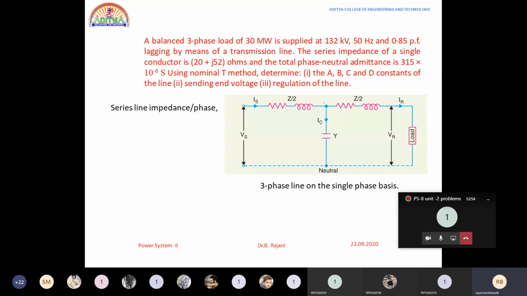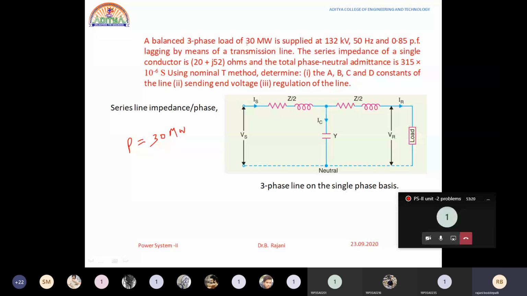Now they have been asking you to find the ABCD constants of the line, sending end voltage and regulation of the line. See, the question is a balanced three-phase load of 30 megawatts. The power he had given you as 30 megawatts. All of you try it for tomorrow's class. We'll do this problem in tomorrow's class. All of you try this problem, which is very, very important.